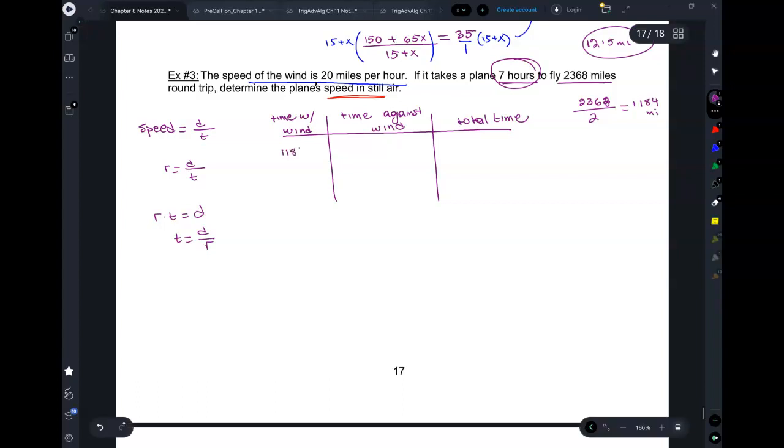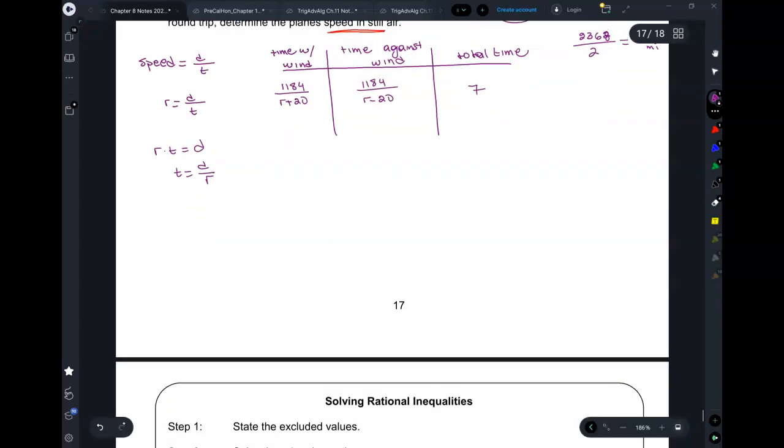The distance, if you're going with the wind, right? Is your speed higher or lower than usual? Higher. So it's going to be R plus 20. Okay? Because the wind is going to give you an additional 20 miles an hour speed. If you're going against, you're going to be traveling 1,184, and now your speed is going to be less by 20. And all this is going to be 7. Okay?